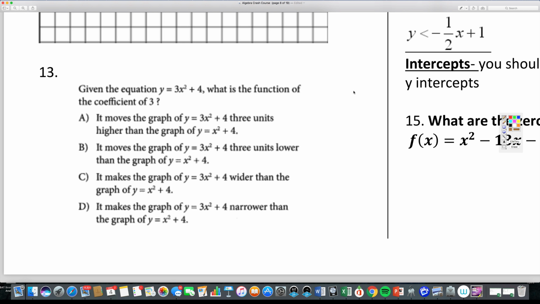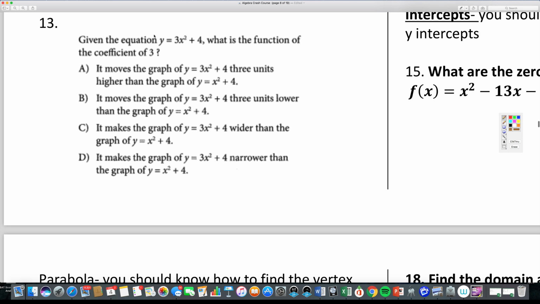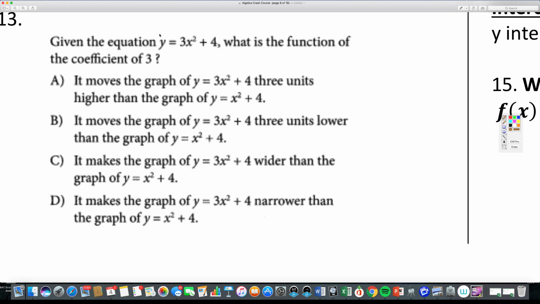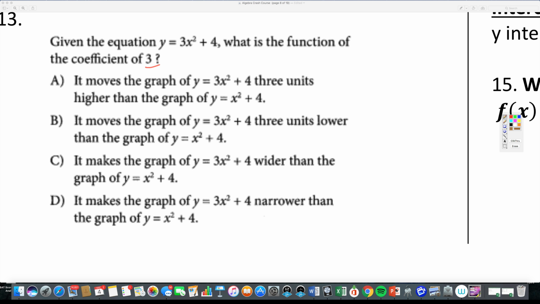13 says, what is the function of the 3, the coefficient 3? Now I would do this by graphing. I don't have such a good memory, but you could memorize the rules. That's also definitely an option. But they're asking you, what does the 3 do? And then you can look, does it move it higher? Does it move it lower?